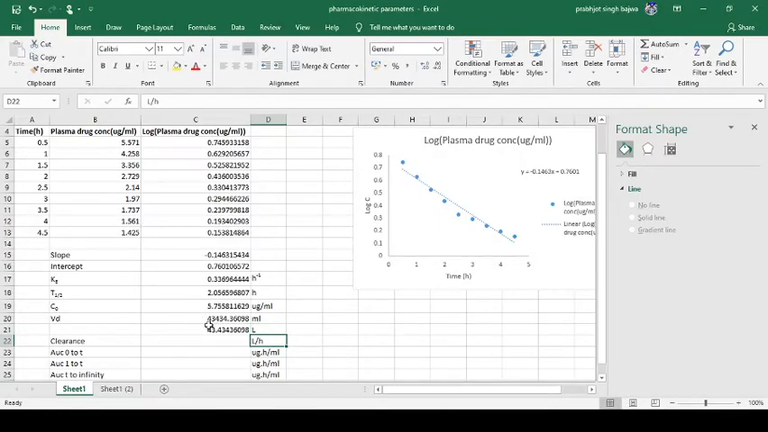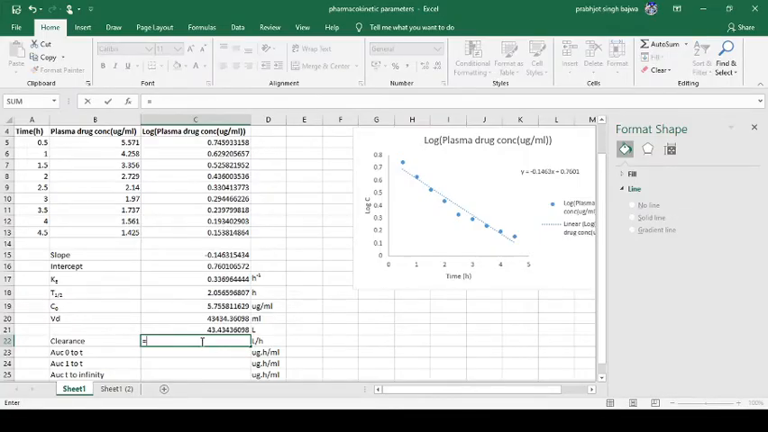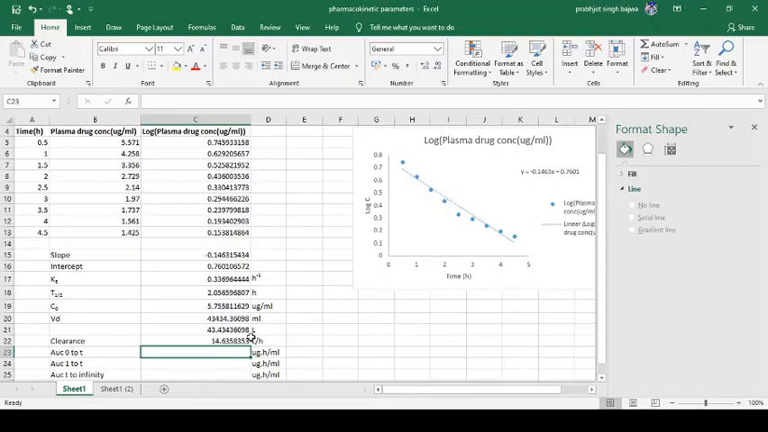Okay, so now we will calculate clearance. The formula for clearance is Ke into Vd, so we will select Ke into Vd, volume of distribution in liters. So this will give us 14 liters per hour, that is the clearance. So these are all the parameters we have calculated.